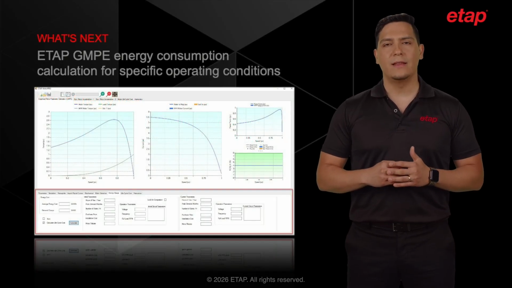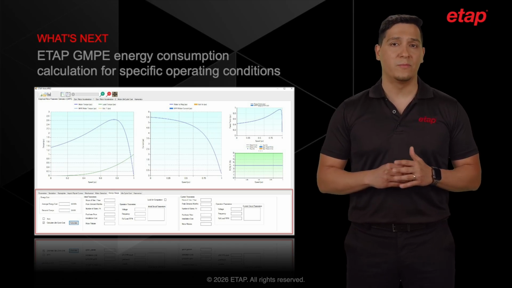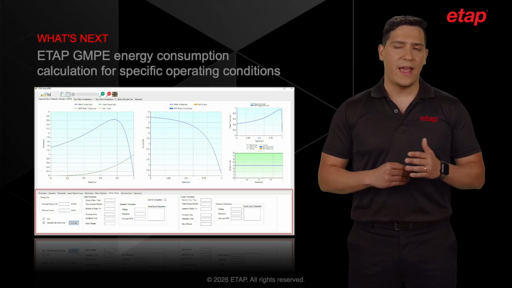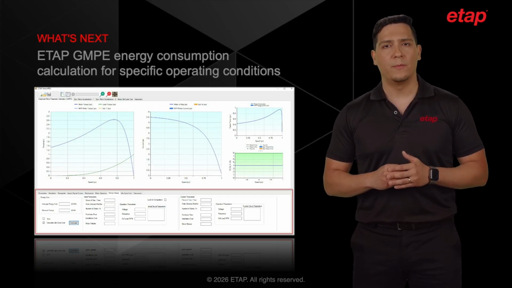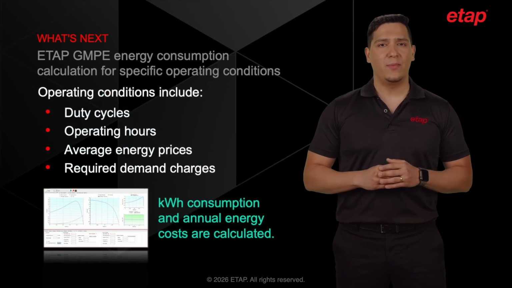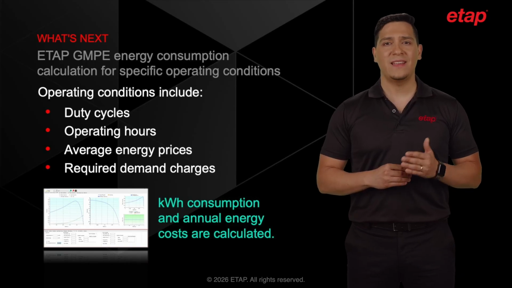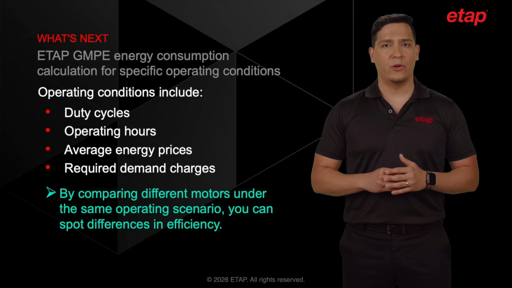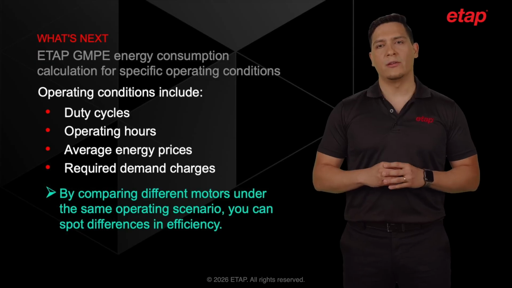So in GMPE, the Energy Usage tab lets you calculate how much energy a motor consumes under specific operating conditions. We can define duty cycles, operating hours, average energy prices, or even demand charges that industrial facilities are required to pay to the utility companies. And with this data, GMPE calculates kilowatt-hour consumption for specific profiles, as well as annual energy costs using tariff information, allowing you to compare different motors under the same operating scenario and making efficiency differences visible in financial terms.